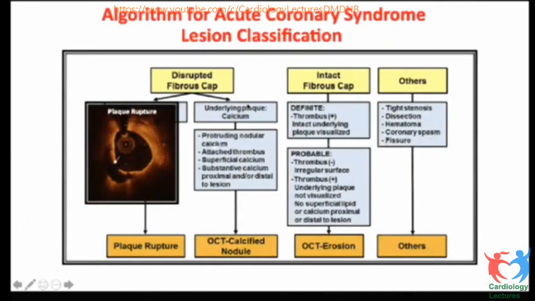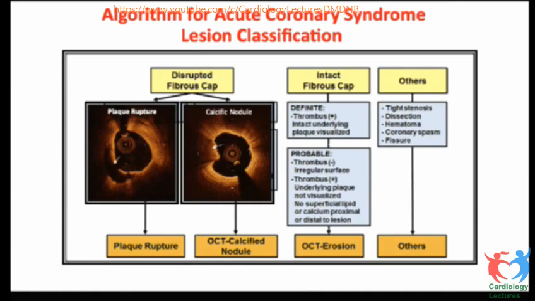Calcified nodule, how do they define it? Protruding nodular calcium, attached thrombus. You have superficial calcium, substantive calcium, proximal and distal to the lesion. So that is how you identify a calcified nodule. And this exactly looks like a red thrombus, right? It is not like calcium. So you just move front and back and see that.